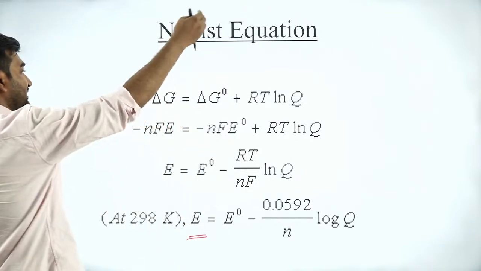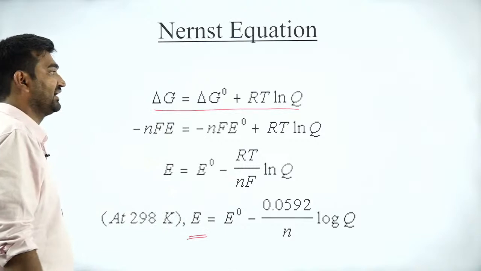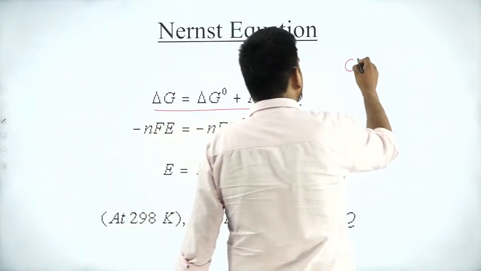So how does the Nernst equation come? It comes from the thermodynamic equation: delta G is equal to delta G naught plus RT ln Q. What is Q? Q is called the reaction quotient.